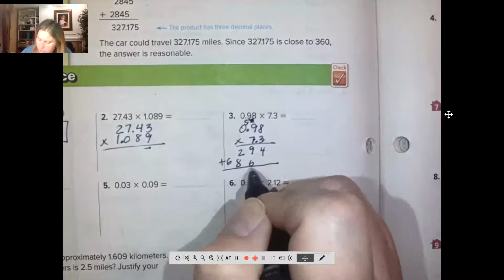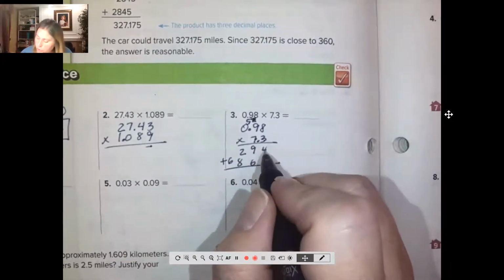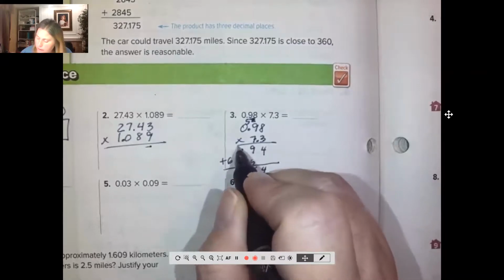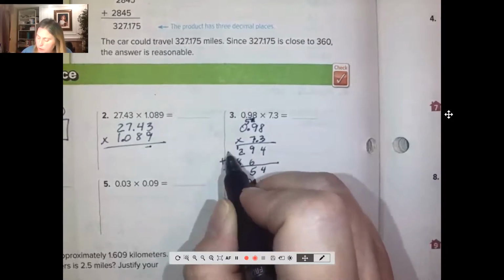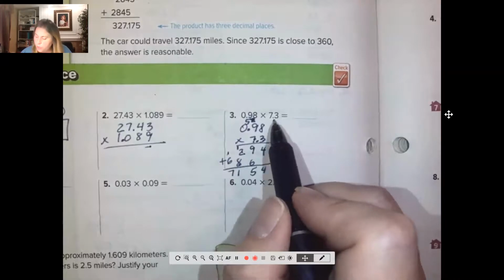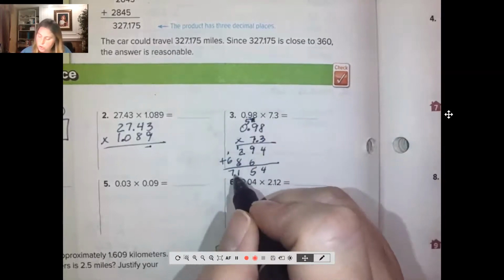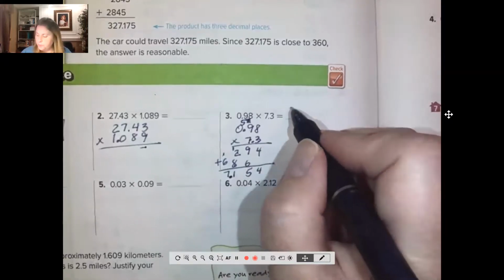And then we add. That's why we didn't do this. We're running out of room with just 2 digits. So 4 plus nothing is 4. 9 plus 6 is 15. Write the 5, carry the 1. 8 plus 2 plus 1 is 11. Write the 1, carry the 1. 1 plus 6 is 7. So in our problem, we had 1, 2, 3 decimals. In our answer, we need 1, 2, 3 decimals. So that'll be 7.154.